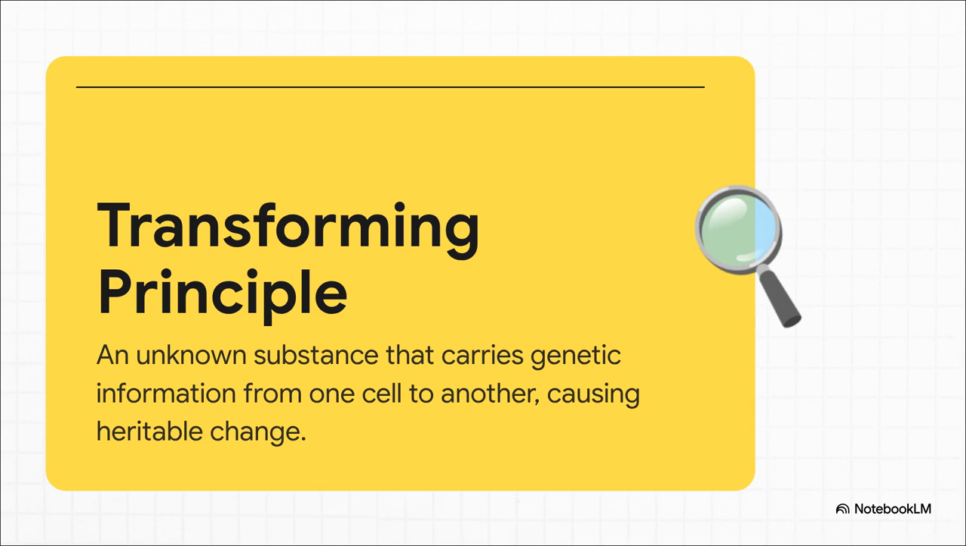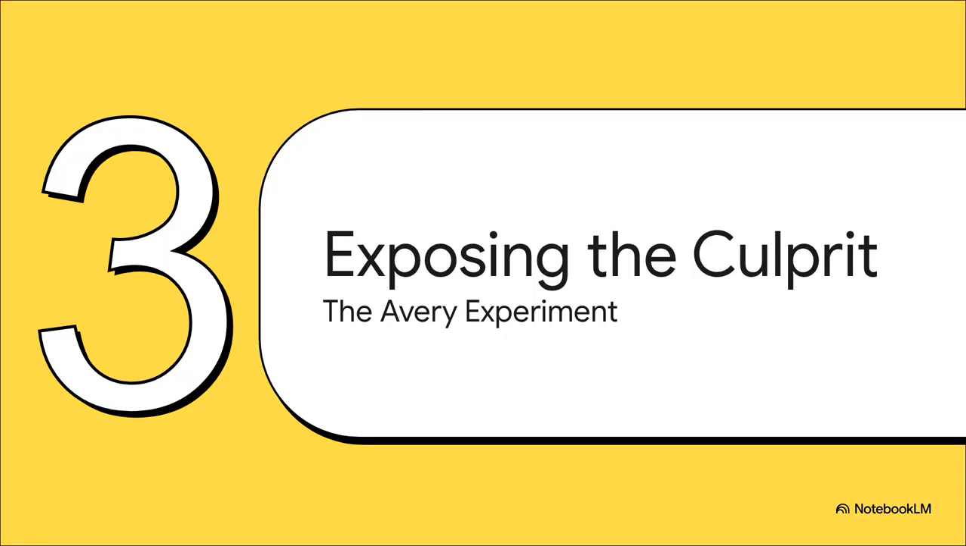So, Griffith had proved that some kind of substance, which he called the transforming principle, could carry genetic traits from one bacterium to another. A critical clue had been found, but the identity of this transforming molecule was still a complete mystery. So the case went cold for over a decade. Then, in 1944, a team led by Oswald Avery decided they were going to systematically hunt down Griffith's transforming principle and finally expose its identity once and for all.